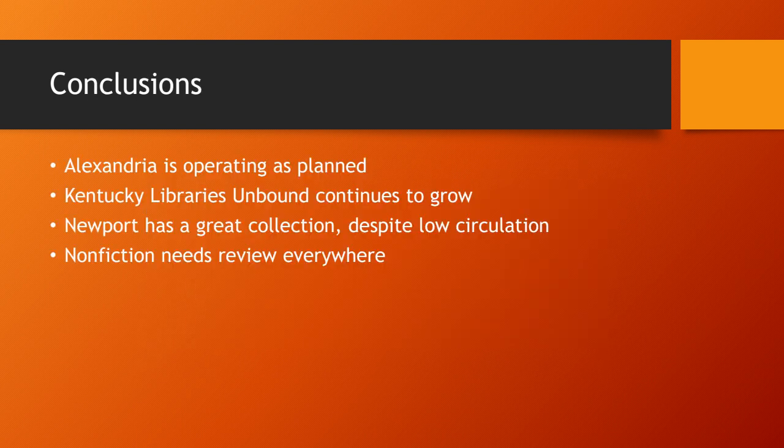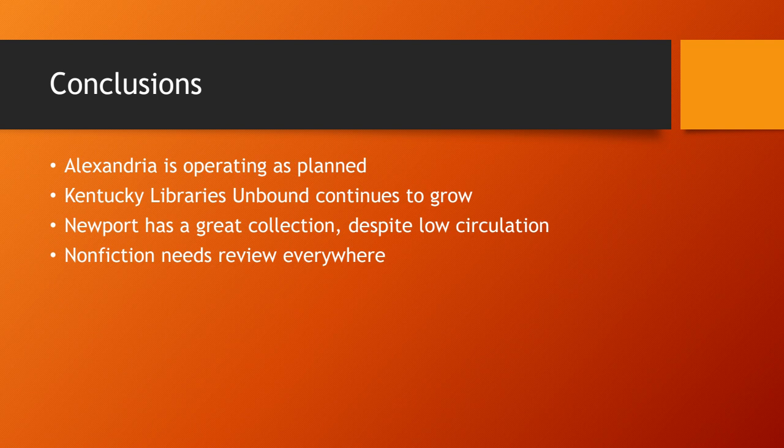So some of the conclusions that we came to after the assessment: our Alexandria branch is operating as planned. Relative use across the board indicates that their collection could use more materials. And that's exactly what we want for that small satellite, high turnover, popular materials collection. So if we had the space, the usage would be there to support growing the collection. Kentucky Libraries Unbound continues to grow. And again, that's supported by usage stats and the cost per circulation.